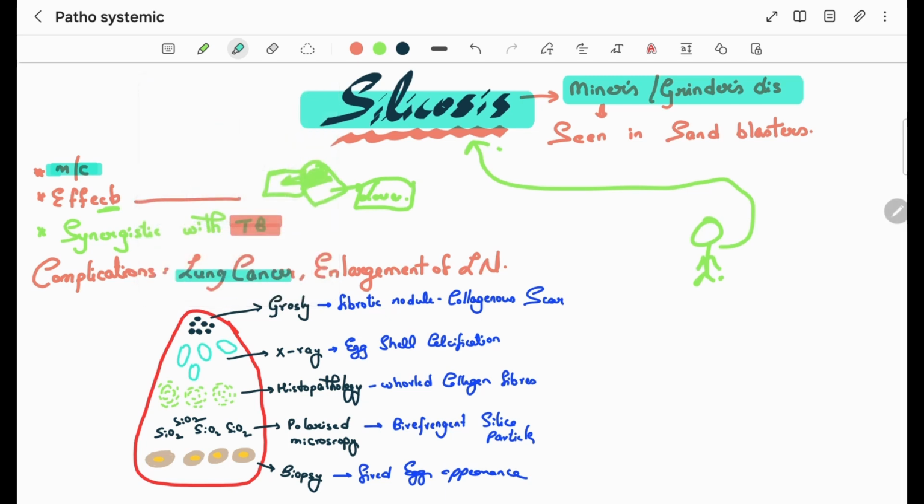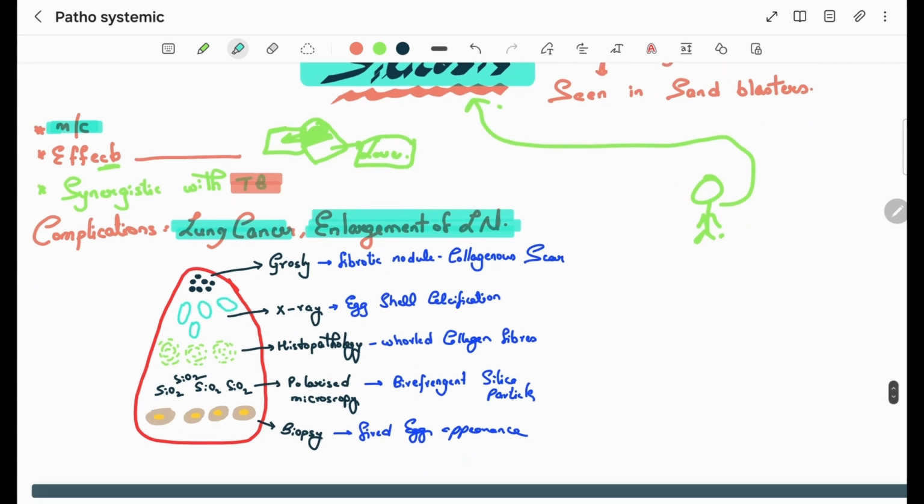First one is lung cancer and second one is enlargement of lymph nodes. So these are the very important complications of silicosis. Okay, now let's observe what kind of structures that we can see grossly or in X-ray or histopathology or microscopy and biopsy of silicosis.